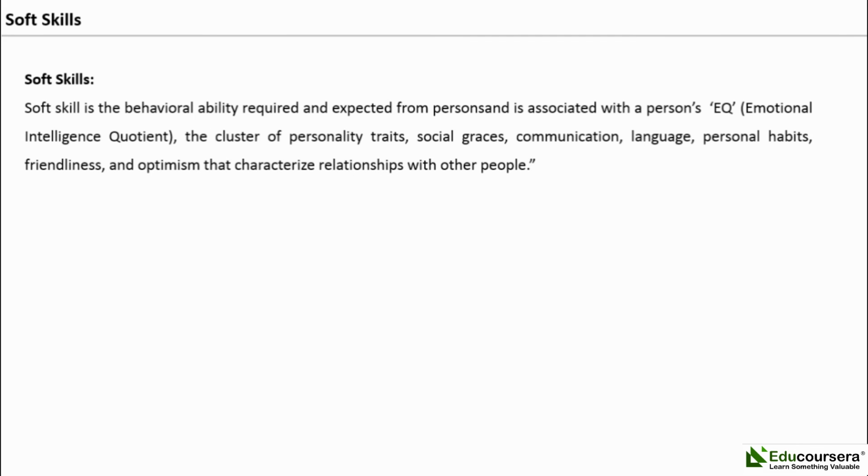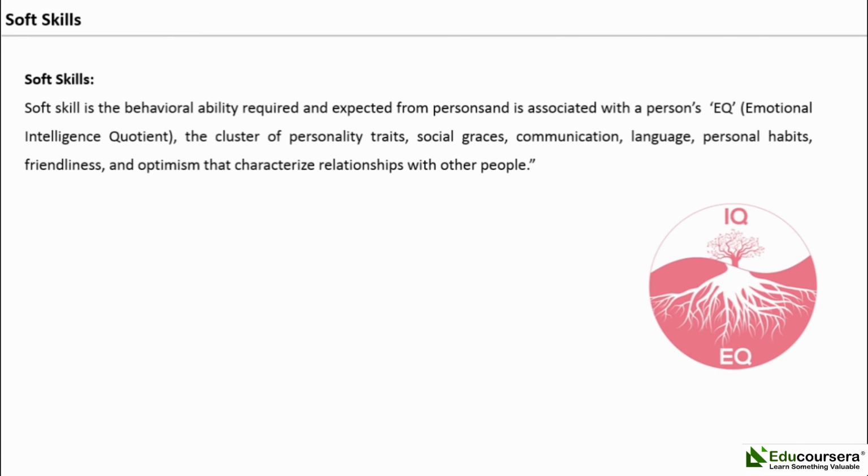Soft skills. Soft skills is the behavioral ability required and expected from persons and is associated with a person's EQ, emotional intelligence quotient. The cluster of personality traits, social graces, communication, language, personal habits, friendliness, and optimism that characterize relationships with other people. Soft skills complement the technical or hard skills that you've developed in your line of work. A set of soft skills is related to a person's EQ, emotional intelligence quotient.